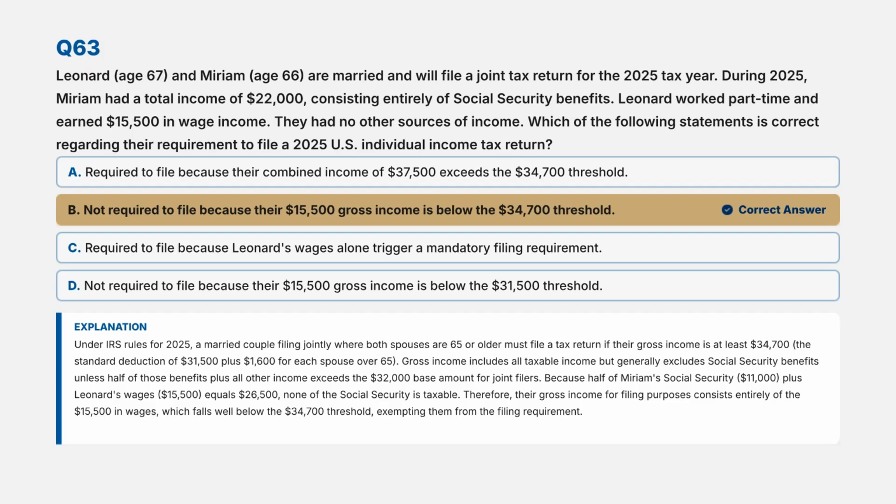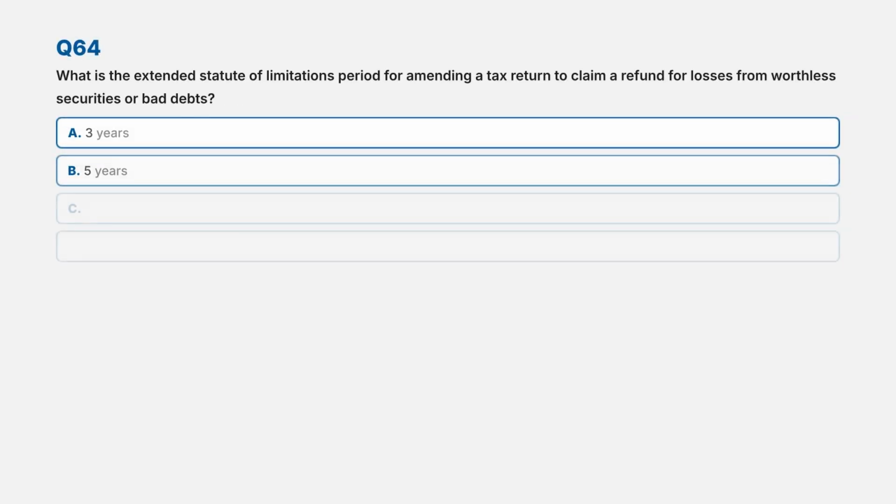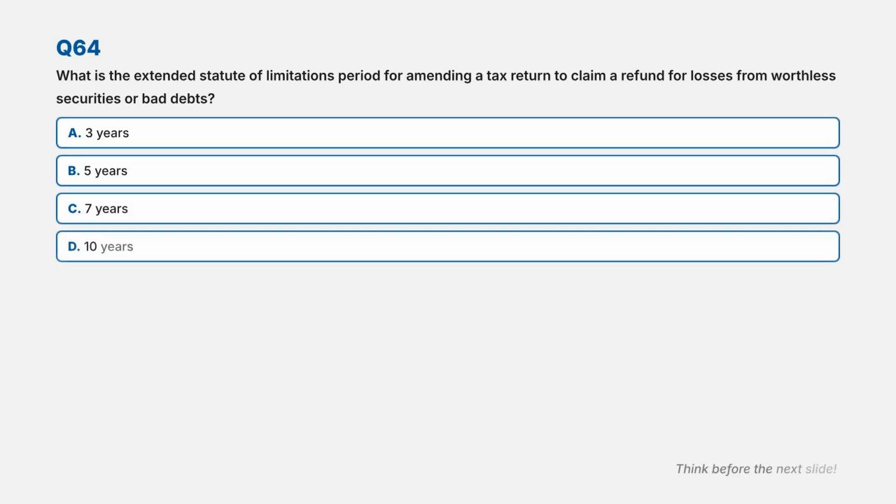Fantastic! Let's move on to question 64. Question 64. What is the extended statute of limitations period for amending a tax return to claim a refund for losses from worthless securities or bad debts? A. 3 years, B. 5 years, C. 7 years, D. 10 years.